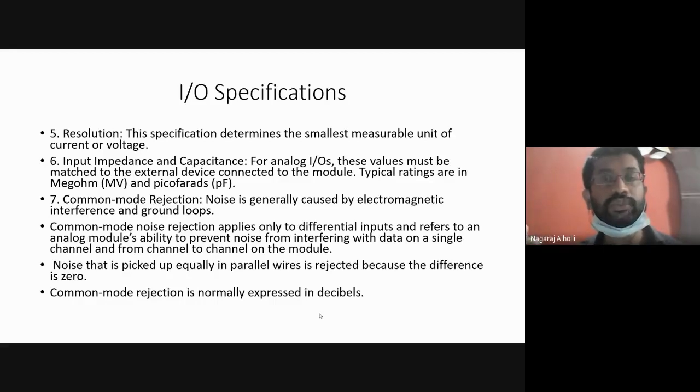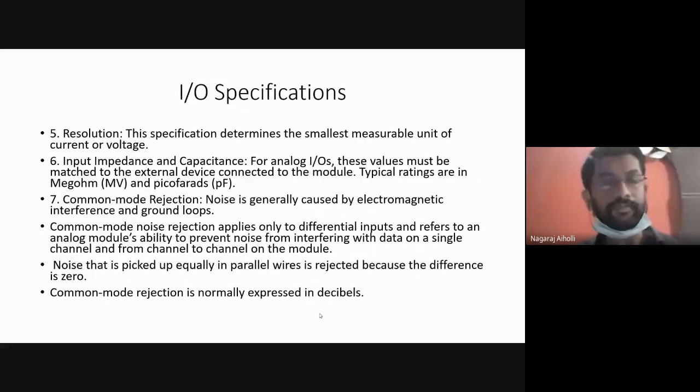Picofarad means 10 raised to how much? Any idea? Any idea what is meant by picofarad? Capacitance? 10 raised to how much? Minus 12. Okay, you are right. It is minus 12, not plus 12. 10 raised to minus 12 is picofarad. Megaohm, 10 raised to 6. So that is the range of the input impedance and the capacitance for the IO modules.